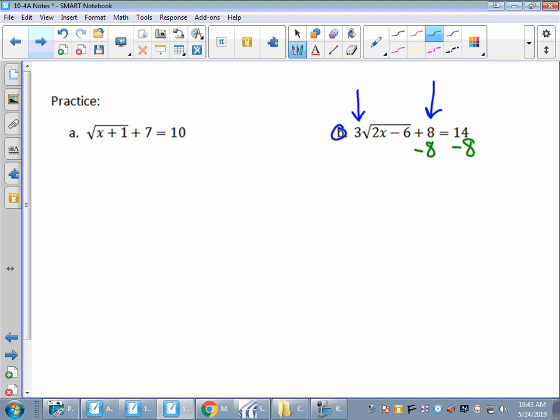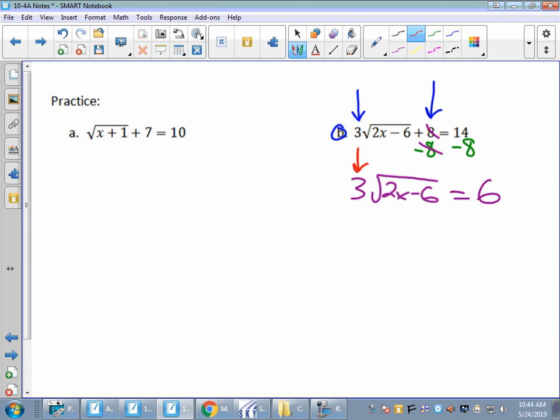So we're going to do that. Then we're going to be left with 3 times the radical of 2x minus 6. These are gone, and it'll be equal to whatever 14 minus 8 is, which is 6. Okay? So we're still in the business of the first step, isolating that radical. We still have to get rid of this 3 here. So to do that, we're going to divide by 3.